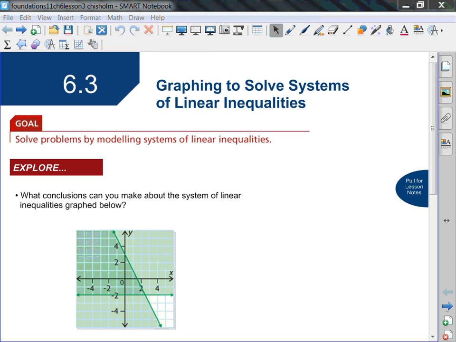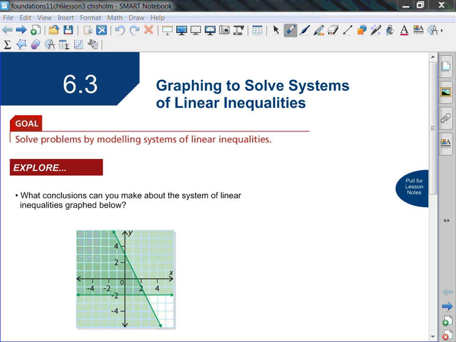Here we go, section 6.3, graphing to solve systems of linear inequalities. The goal today is to solve problems by modeling systems of linear inequalities. Mostly we're going to be graphing these, those are going to be the models. Now here's an explore question for you.